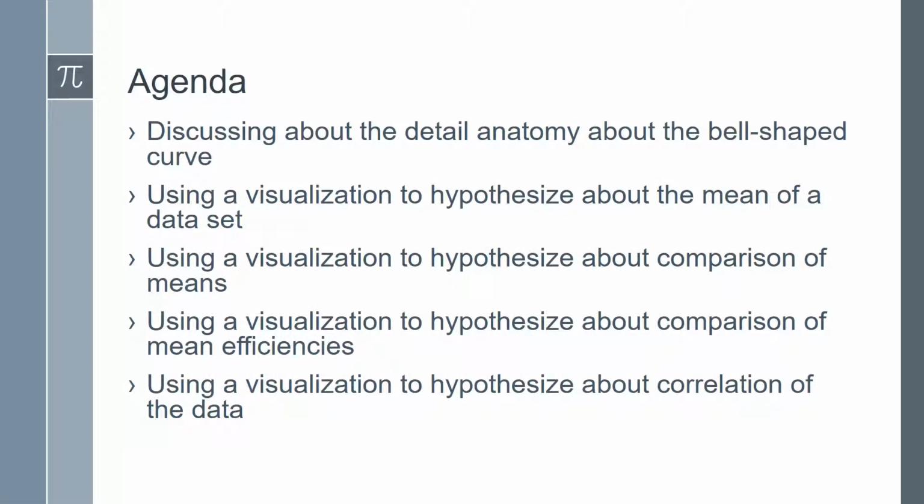The agenda of this presentation is pretty simple and straightforward. We'll be discussing the detailed anatomy of the bell-shaped curve. Normally the curve set up by the given set of data gives a lot of hints about the hidden hypothesis. Using a visualization to hypothesize about the mean of the data set, likewise the comparison of means and the comparison of mean efficiencies. And similarly, we will be using a visualization to hypothesize about the correlation of a dataset for different variables.